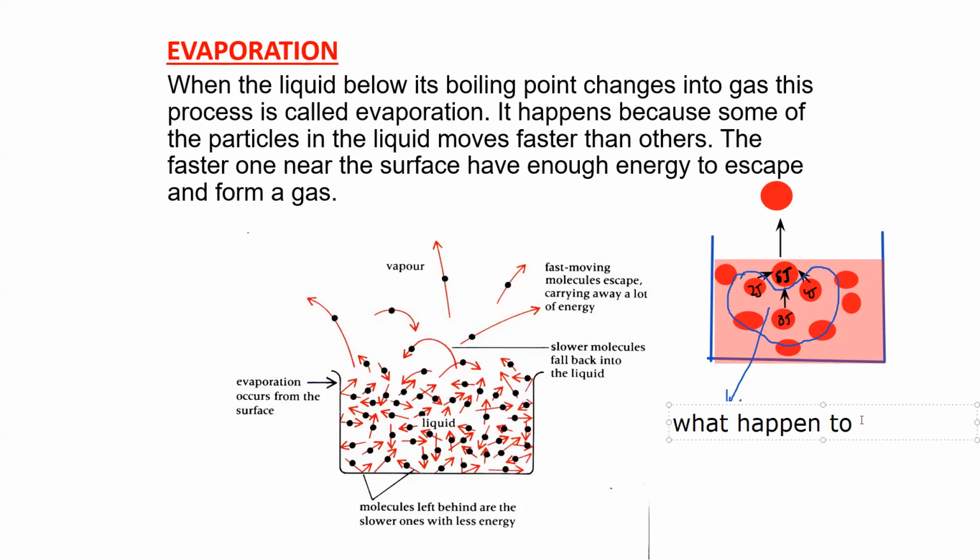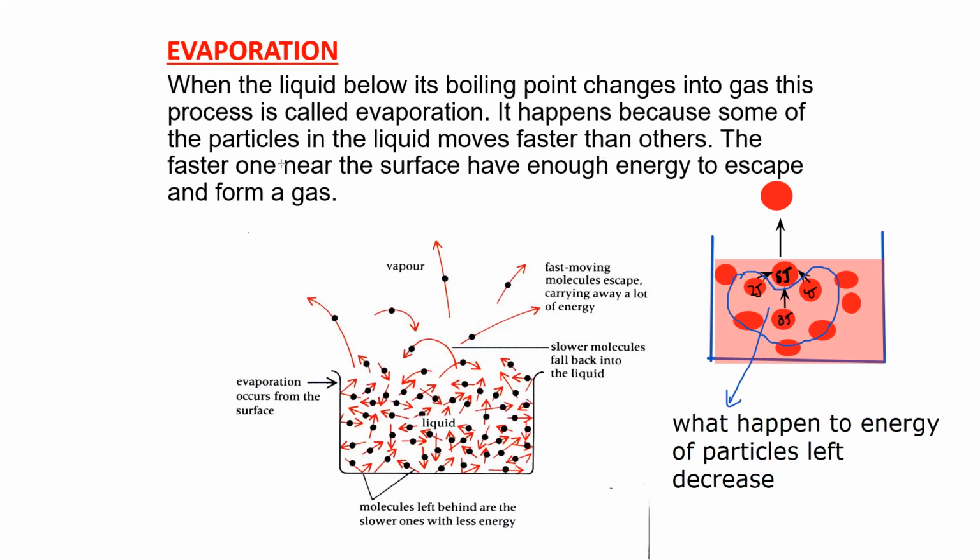That will decrease. So what happens to the energy of the neighboring particles? It will decrease. And when the energy decreases, the temperature of the liquid will decrease as well. That is why evaporation is known as a cooling process. When something evaporates, it cools down.